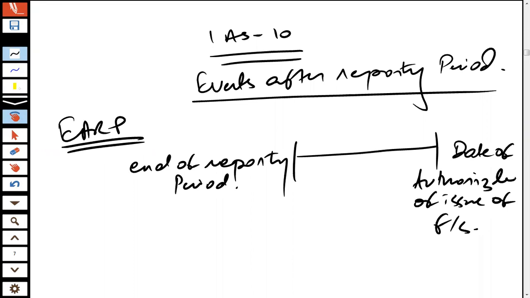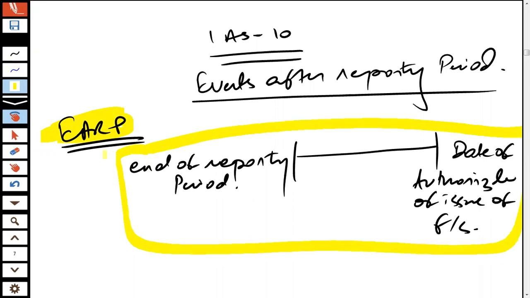So when we talk about the concept of events after the reporting period, these are the events that take place between the end of the reporting period and the date of authorization for issue of the financial statements. That's what events after the reporting period are.